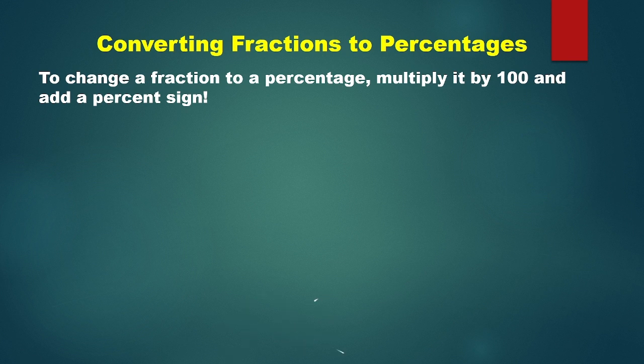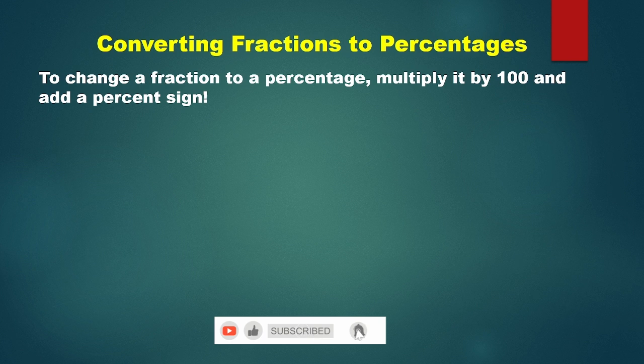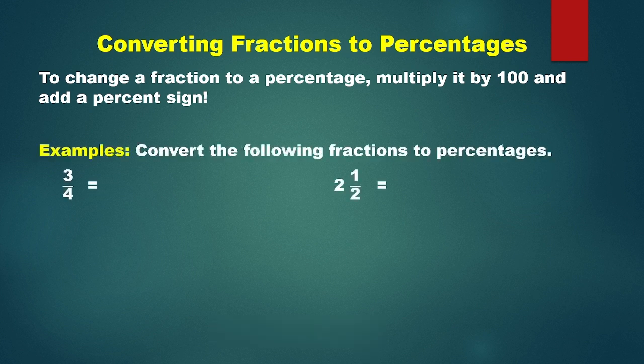To change a fraction to a percentage, multiply it by 100 and add a percent symbol. Let's try out some examples. 3 over 4. I want to change this into a percentage. All I have to do is to write down 3 over 4. Then I will multiply by 100. I can make this an equal fraction by adding over 1. So I can multiply the numerators and the denominators. 3 times 100 is 300. 4 times 1 is 4.